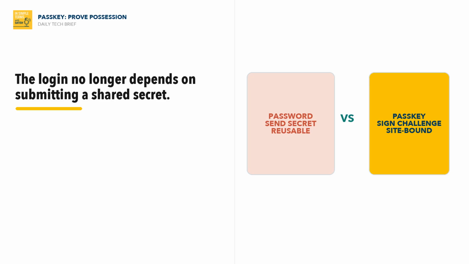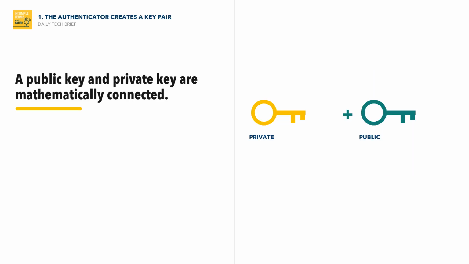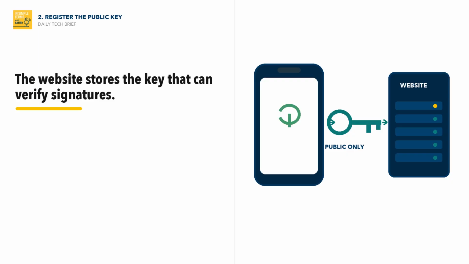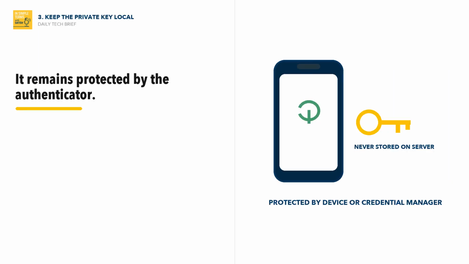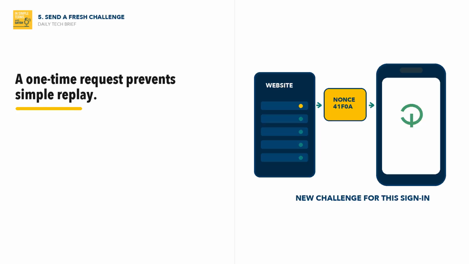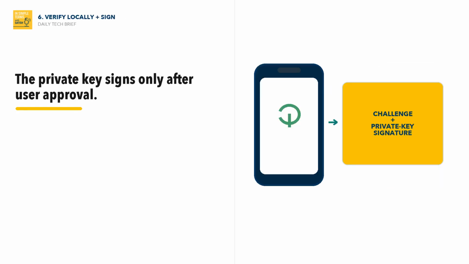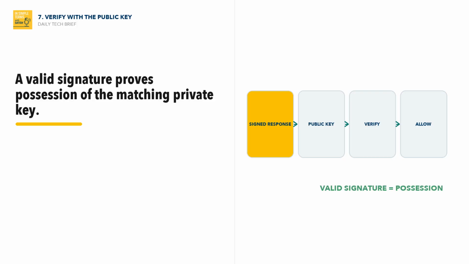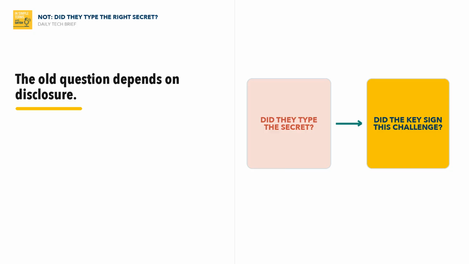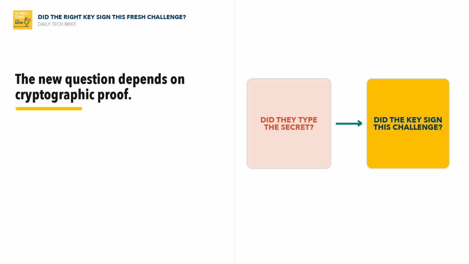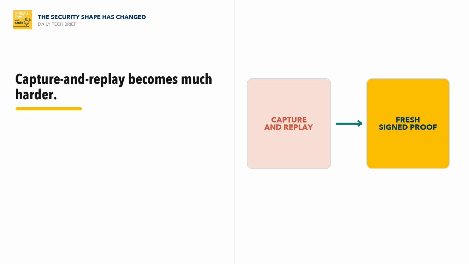Passkeys change the flow. When you create a passkey, your authenticator creates a key pair. The public key is registered with the website. The private key stays protected locally. Later, when you log in, the website sends a fresh challenge. Your device signs that challenge after local verification. The website checks the signature with the public key it already has. So the website is not asking, did this person type the right secret? It is asking, did the right private key sign this fresh challenge for this real site? That is a very different security shape.